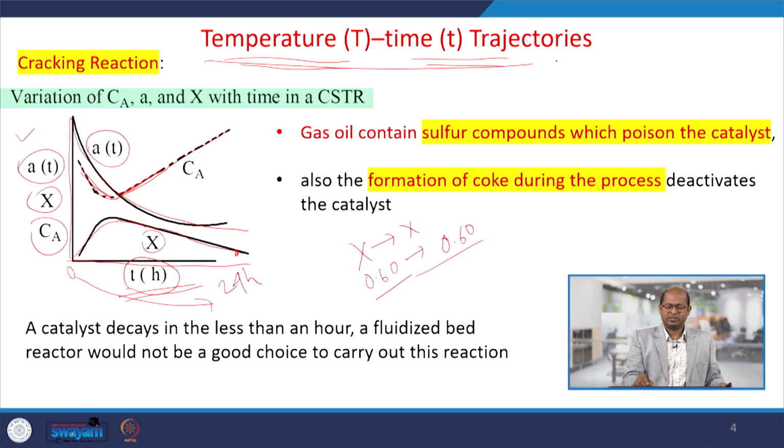if we want to get the same conversions throughout the 24 hours, catalyst deactivation is there. In spite of that, if we want to get the same conversions throughout the process, then what we have to do is know the temperature time trajectories. That means there are some solutions for how we can maintain the same conversions, and those things we will discuss today.